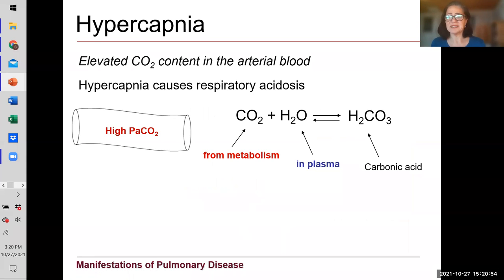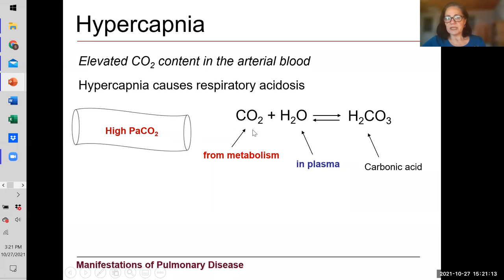Why is carbon dioxide such a problem? The problem is that it leads to a change in the pH. And that change in the pH is putting it on the acidic side. And since the problem is related to the respiratory system, we call this respiratory acidosis.